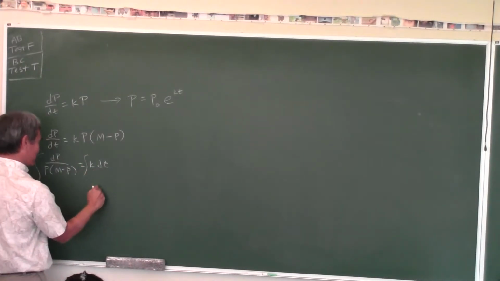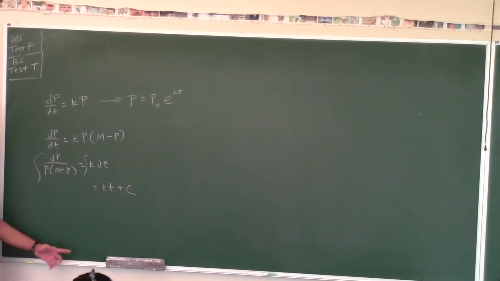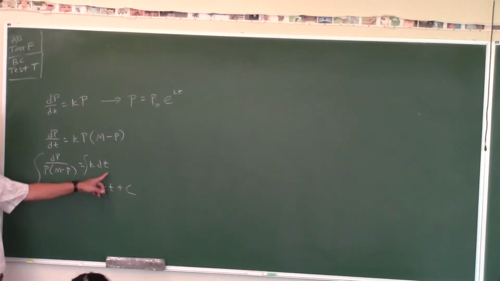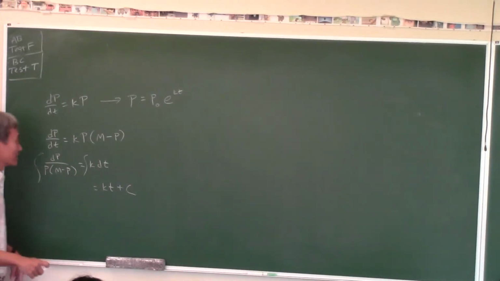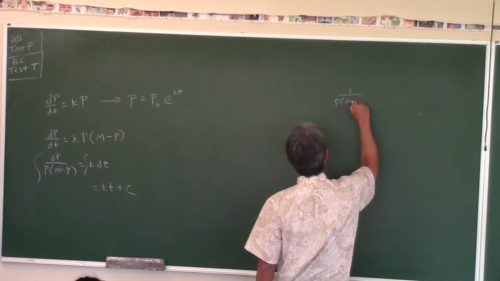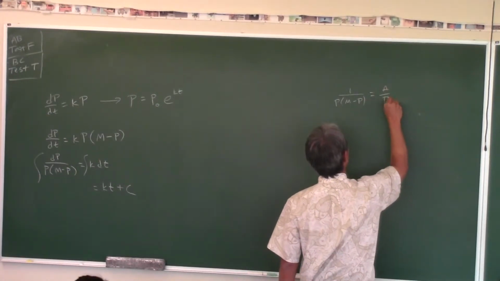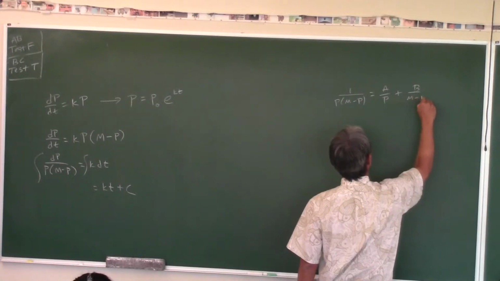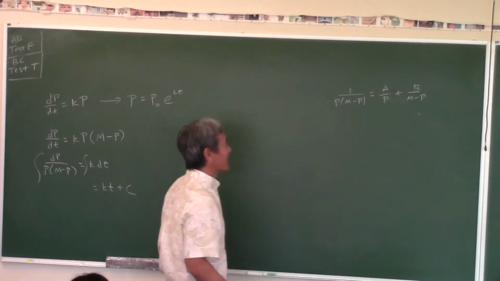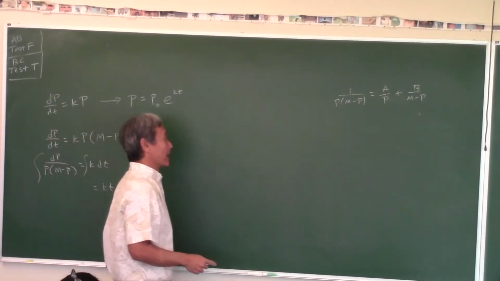I'll do the right side first: kt plus c. And don't say one half k squared, remember why? Because the independent variable is t here. Now how do I integrate the left side? Partial fractions. Off to the side, 1 over P times (M minus P) is equal to something over P plus something over (M minus P). Does it bother you that you have an M there instead of a number like 5? Don't let it. Okay, what's the next step?